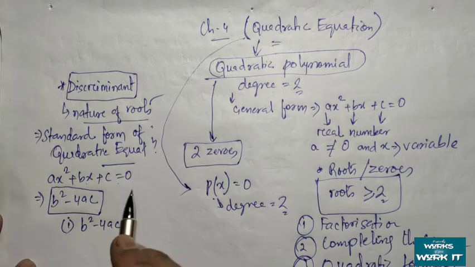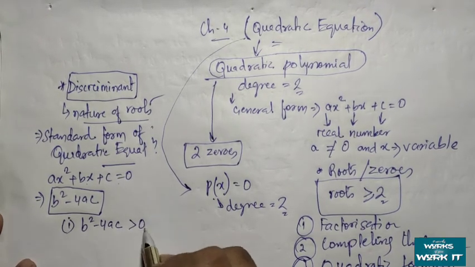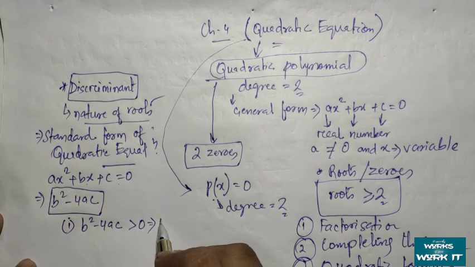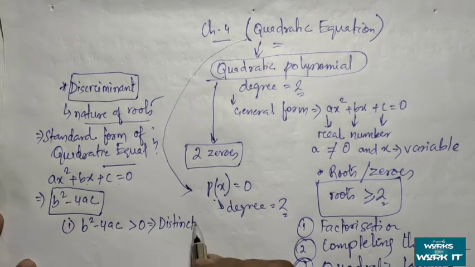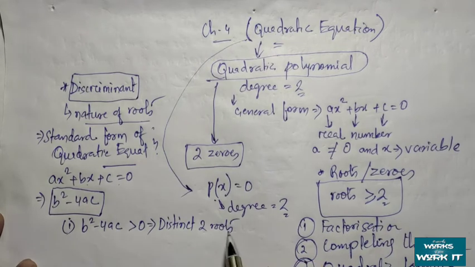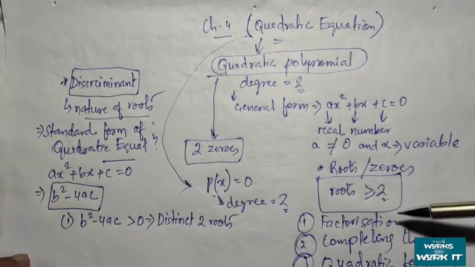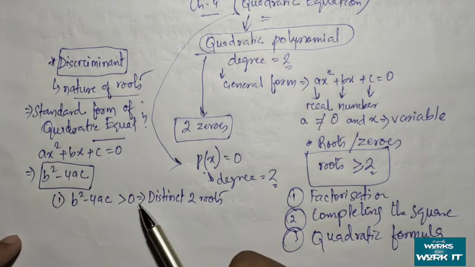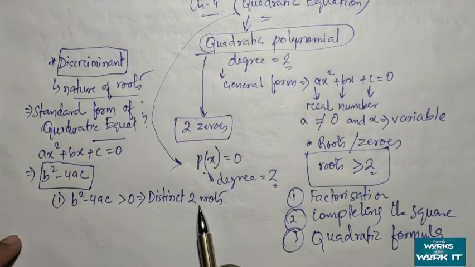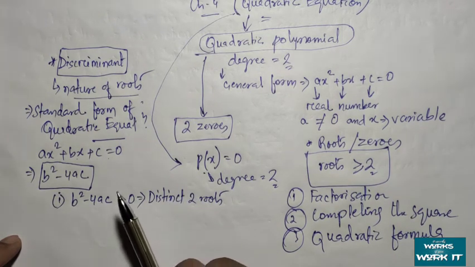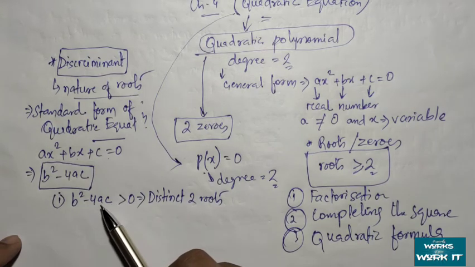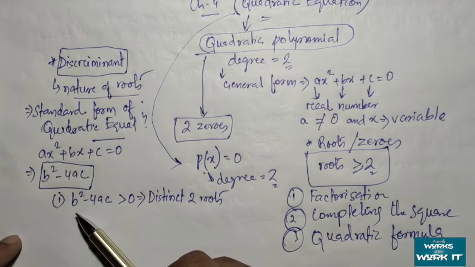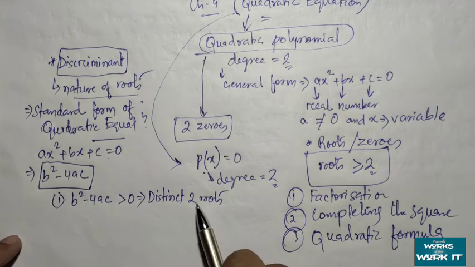Whatever real numbers are in place of a, b, c in a given quadratic equation, we put the values in the discriminant formula, b square minus 4ac. If it comes out greater than 0, then we can say the nature of the roots is two distinct roots. After solving by any of the three methods, that is factorization, completing the square, and quadratic formula, we will get two distinct roots. This is told by the discriminant. By solving this formula, we can find the nature of the roots.